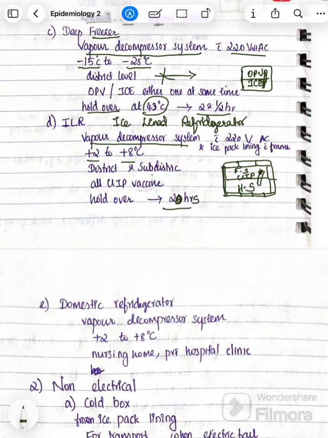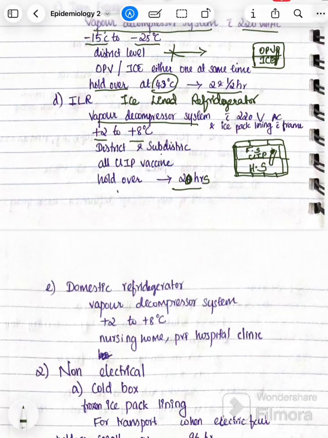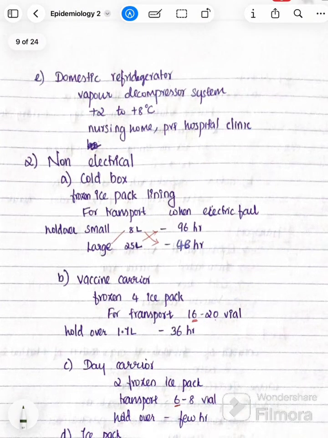On the outside also there is a thermometer attached with the machine. Small size ILR is also there, large size ILR is also there. Next one is domestic refrigerator, same vapor decompressor system, maintains +2 to +8 degrees Celsius. So private clinics and nursing homes are using these. Holdover time is only 4 hours.